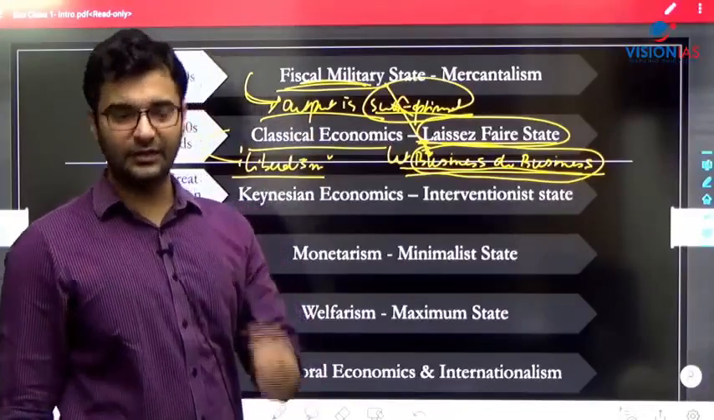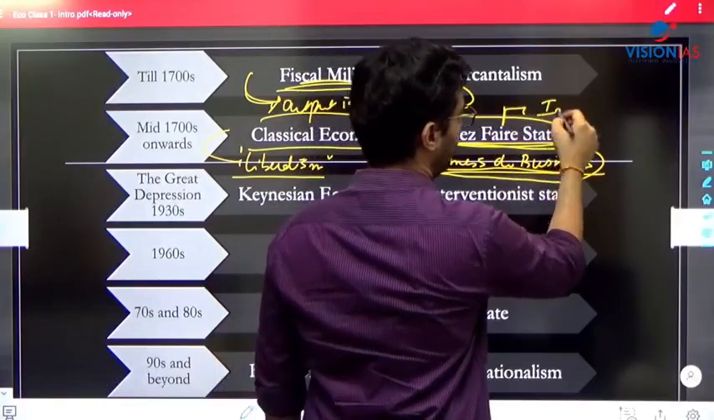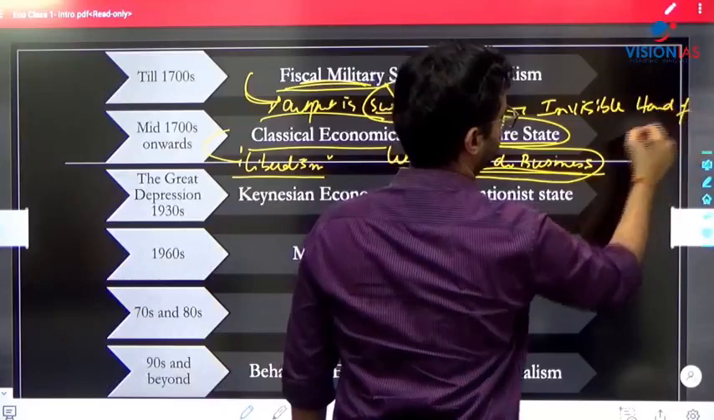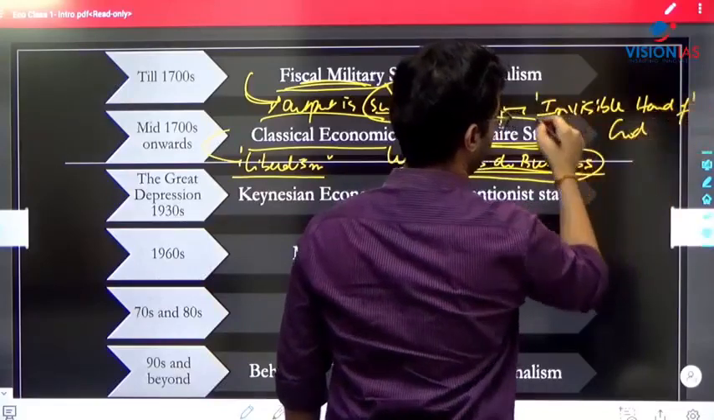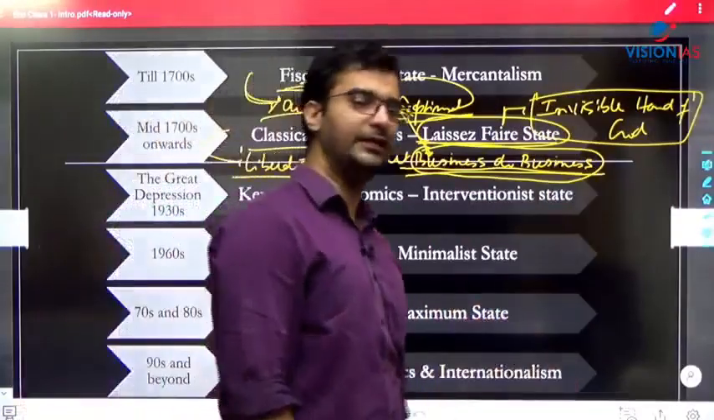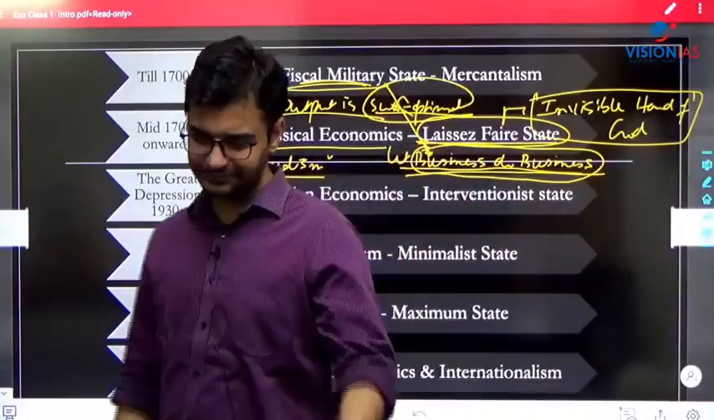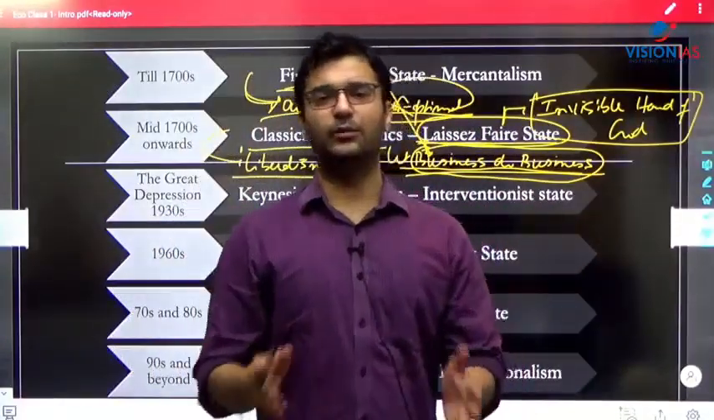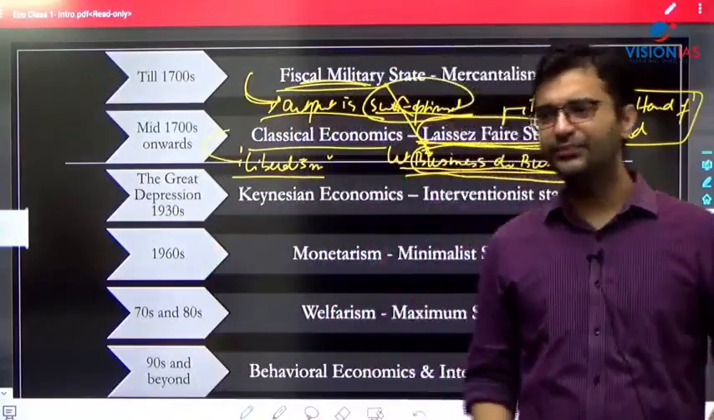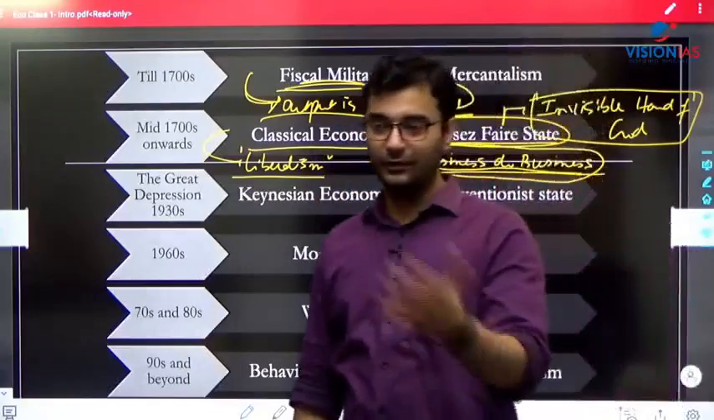A very interesting concept of classical economics is the concept of this invisible hand of God. Those of you who are interested in football may have come across this term sometime, hand of God. In 1986, when Diego Maradona scored the winning goal against England in the World Cup, he used his hand to punch the ball. That was the winning goal.